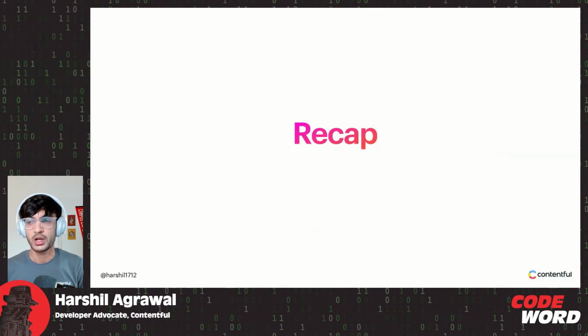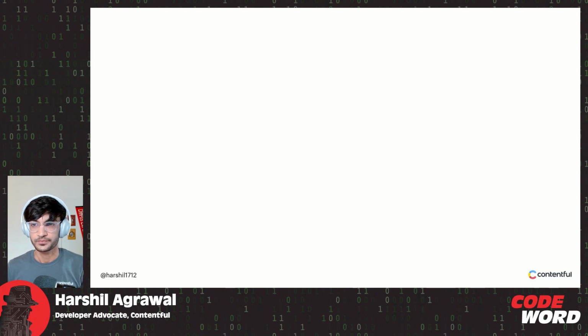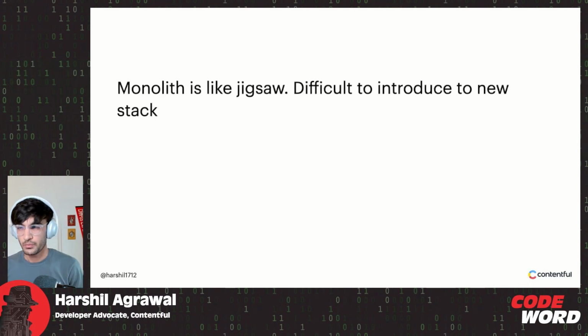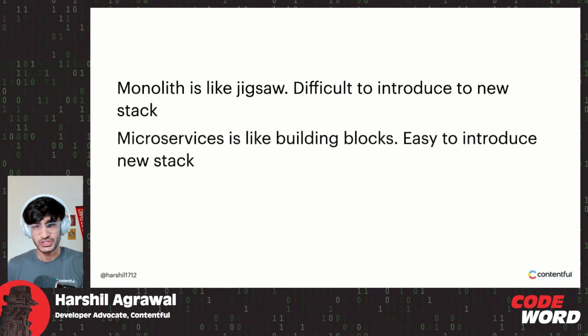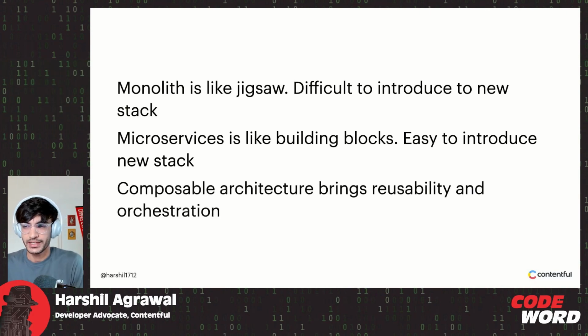So let's do a quick recap and see what we covered in this talk. We looked at how monolithic architecture is like a jigsaw puzzle, and it makes it difficult to introduce new platforms, new services, or new tech stack. Whereas microservices is more like building blocks, and it is easy to introduce new platforms with microservices architecture. And composable architecture is an extension to microservices, which brings features like reusability and orchestration to your architecture.